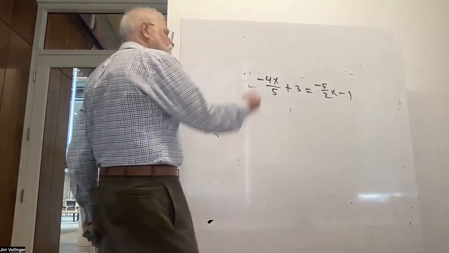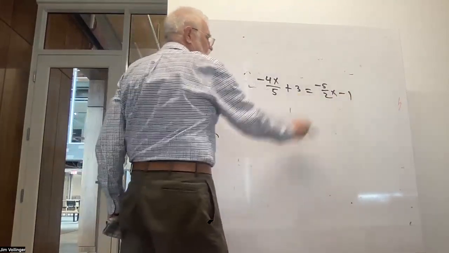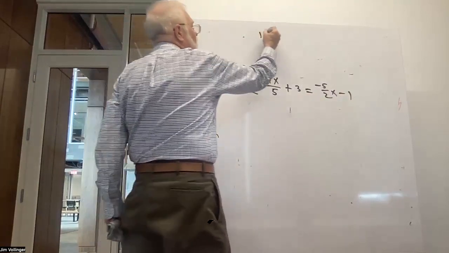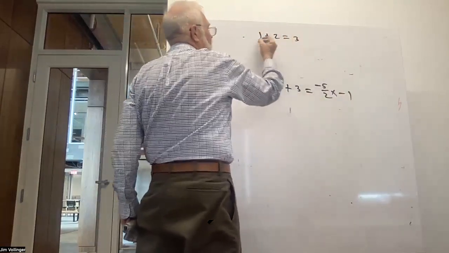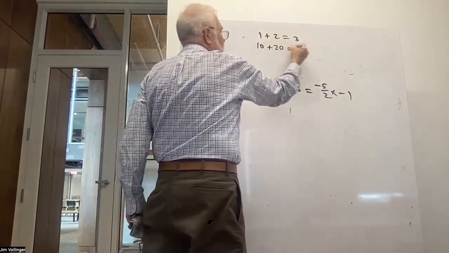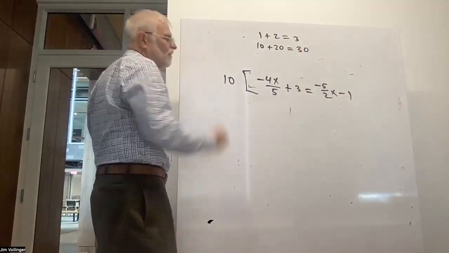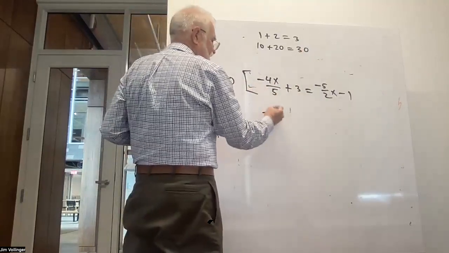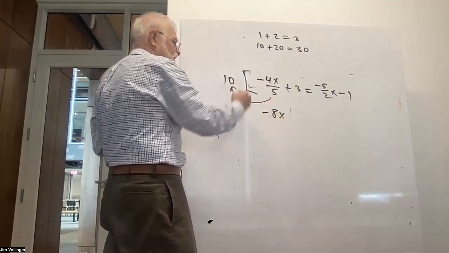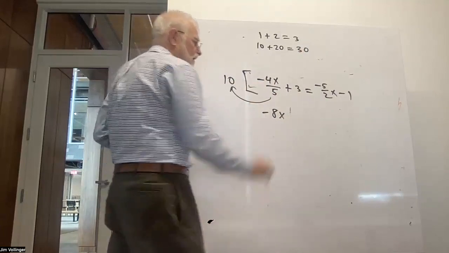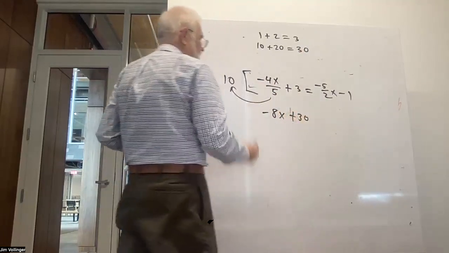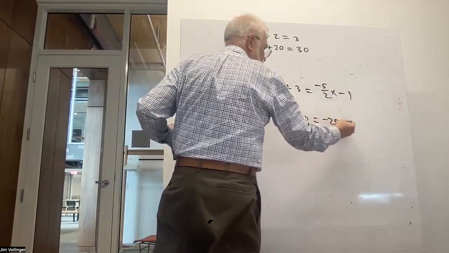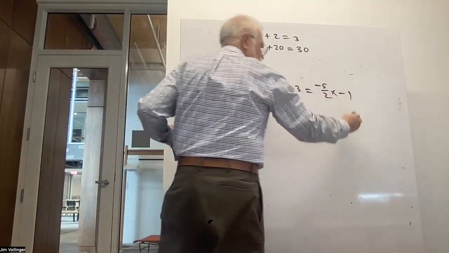All right, so the quickest way out of this is to get rid of the fractions. If I multiply everything by 10, now 1 plus 2 equals 3. If I multiply everything by 10, I still get truth. So I'm going to multiply everything by 10. If I multiply this by 10, I get minus 8x. And I hope you can see that 5 goes into 10 twice. Here I get 30. 2 goes into 10 twice. Minus 25x. Then 10 times negative 1, negative 10.